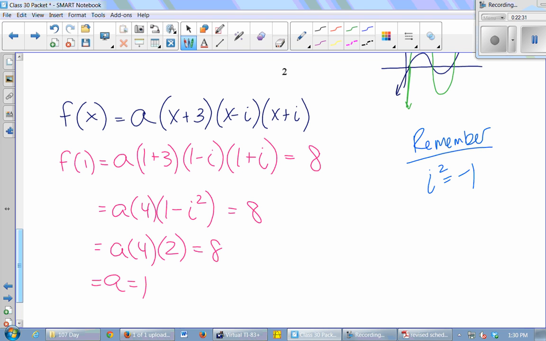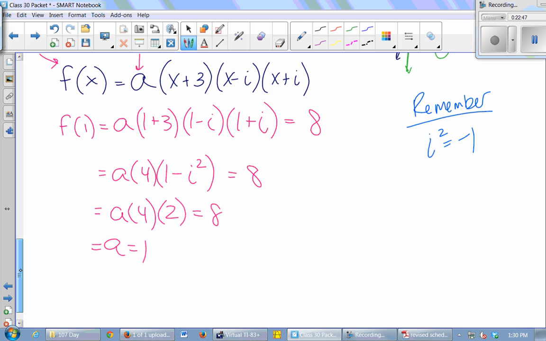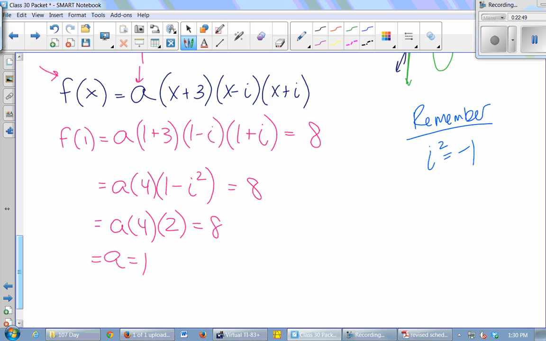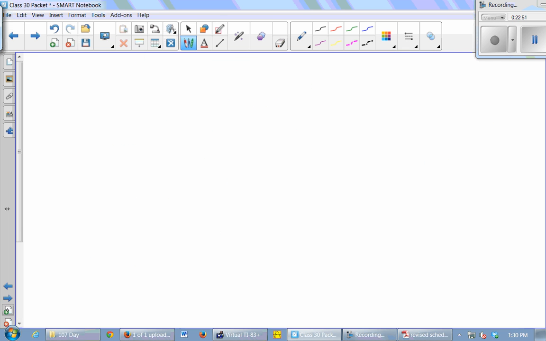So now I have my formula. My final formula in factored form is this guy, but replace the a with a 1. You don't have to write anything, because multiplying by 1 doesn't do anything. So let's write that out on a new page. 1 times x plus 3, x minus i, x plus i.